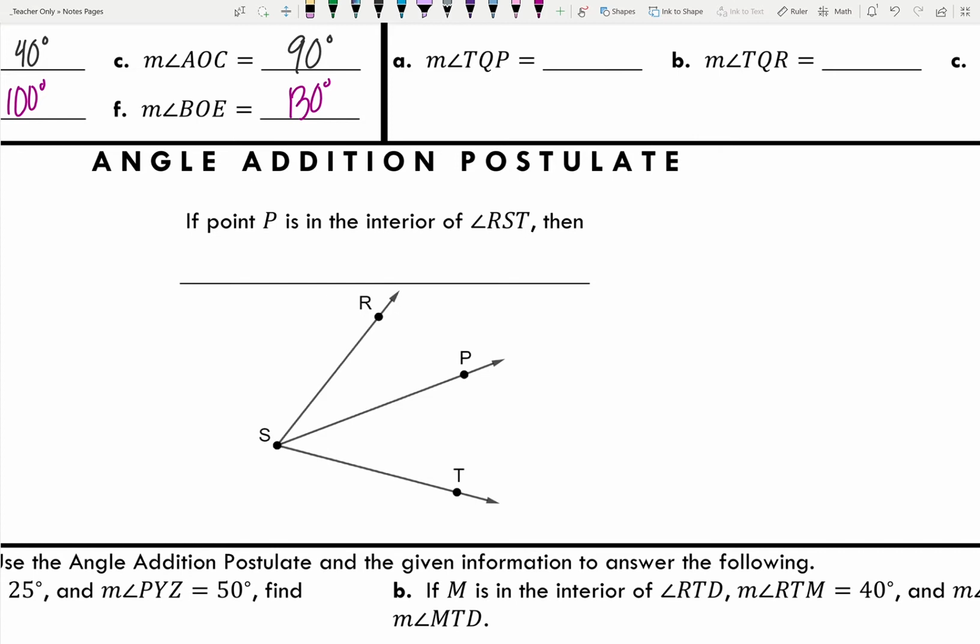So let me restate it. It says if point P is in the interior of angle RST, then the measure of angle RST is equal to the measure of angle RSP plus the measure of angle PST. So this angle plus that angle gives us the whole angle. Notice it's very similar to the segment addition postulate, when we're adding two figures to get a larger figure.